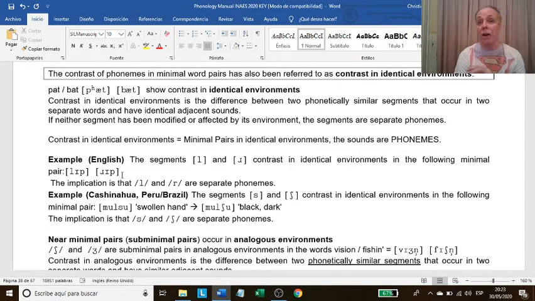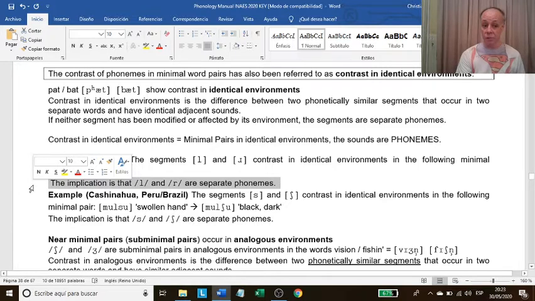They are not allophones of the same phoneme. They are two separate phonemes. So the implication is that L and R are separate phonemes.